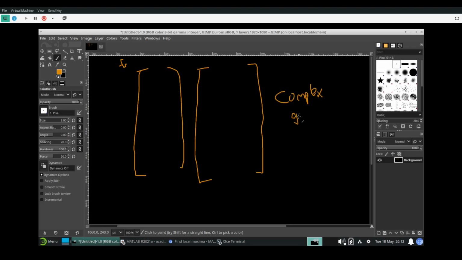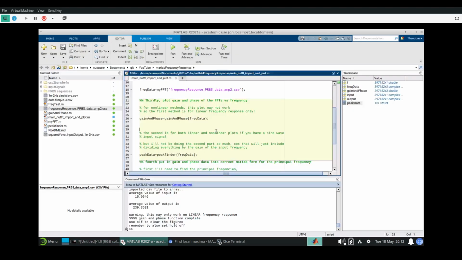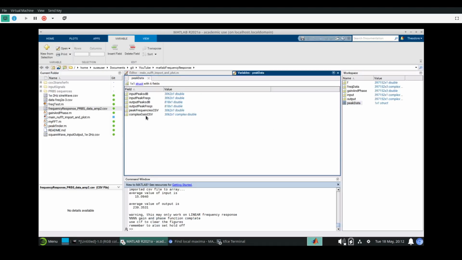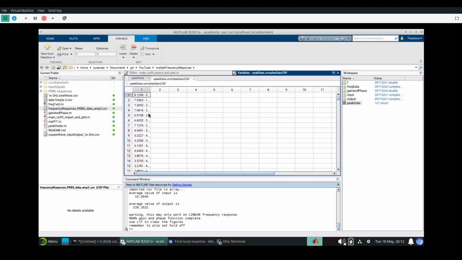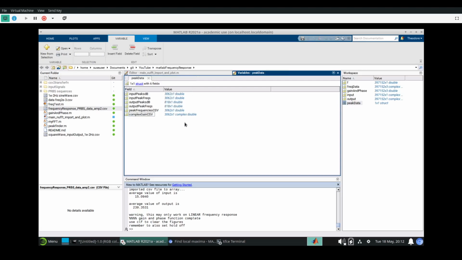And what is this complex gain talking about? Complex gain is basically the Fourier transform of the output over the Fourier transform of the input. I like to call it complex gain because it's a complex number. It is the ratio of the Fourier transform of the output to the Fourier transform of the input. Now this is a complex number, so there's a gain and a phase shift, and all the data is being captured in there.